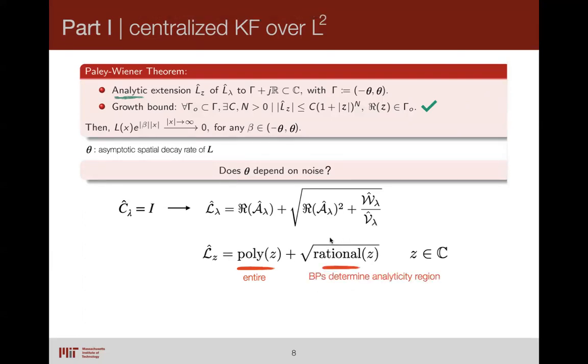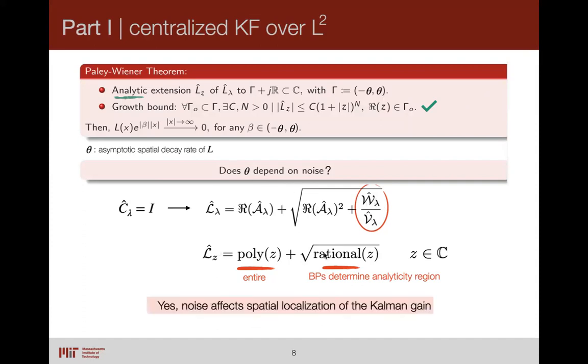But this function over here is a square root, and we know that square roots are multivalued functions in the complex plane. So it means that we will need to determine the branch points of this square root in order to determine what the analyticity region of my extension is. The way to do that is to find the zeros, the roots, of this polynomial, and we'll see that the noises actually play a role in determining where those zeros are. So indeed, the decay rate of my Kalman gain is going to depend on the noise statistics that I have in my system.